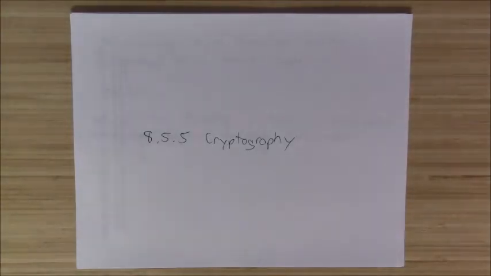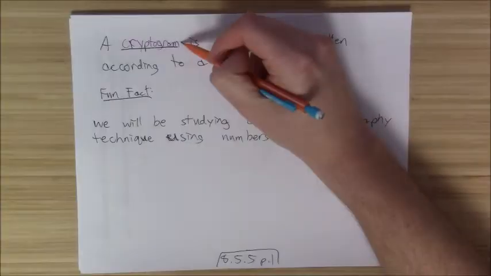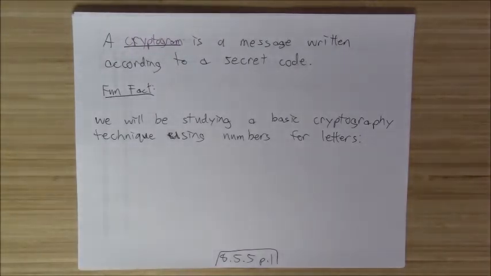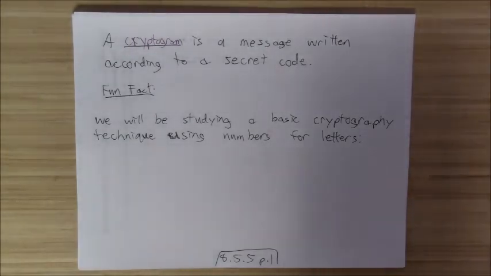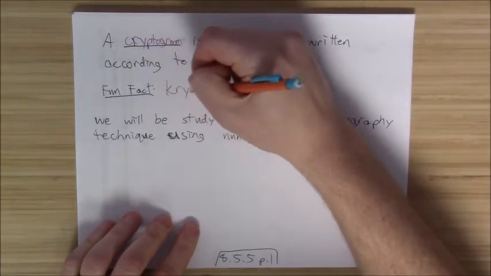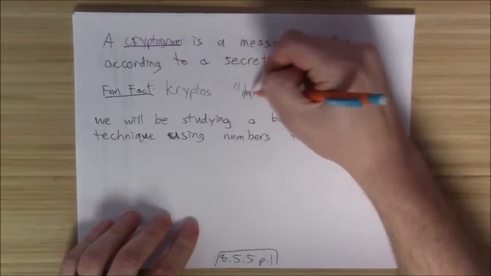In this final video, we're going to be talking about cryptography, which is a fancy way to describe the area of mathematics that has to do with code breaking. So first, a definition. A cryptogram is a message written according to a secret code. As a fun fact, by the way, the word cryptogram actually comes from the Greek word kryptos, which means hidden.